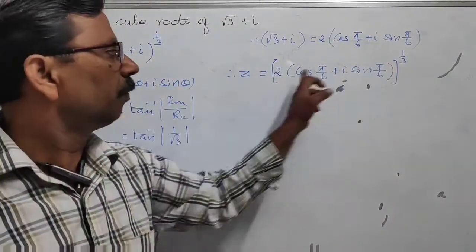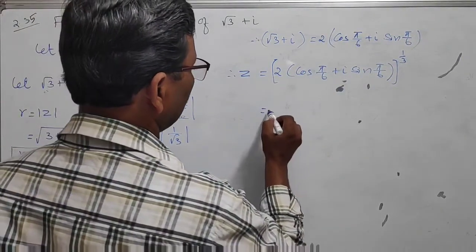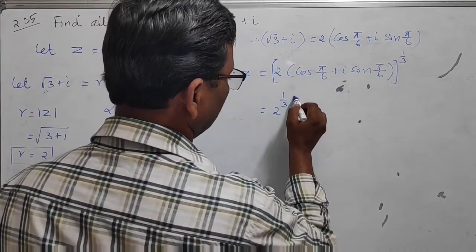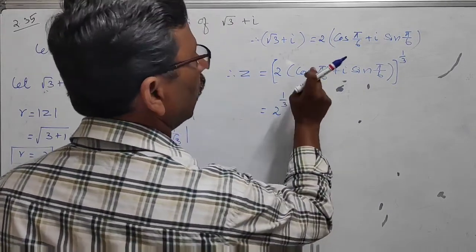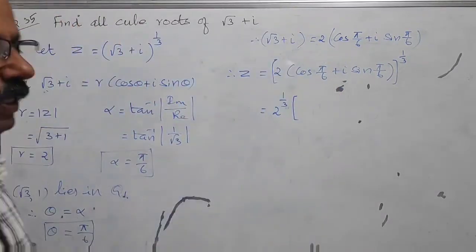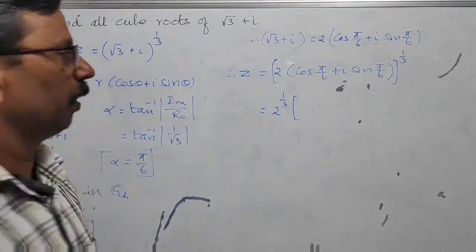Now this whole power 1 by 3 is common for both this 2 and this complex number. Therefore, this you can write 2 power 1 by 3 into. Here you can write with this theta as per the procedure. First you have to convert it into polar form. Then you have to add 2k pi to the argument.